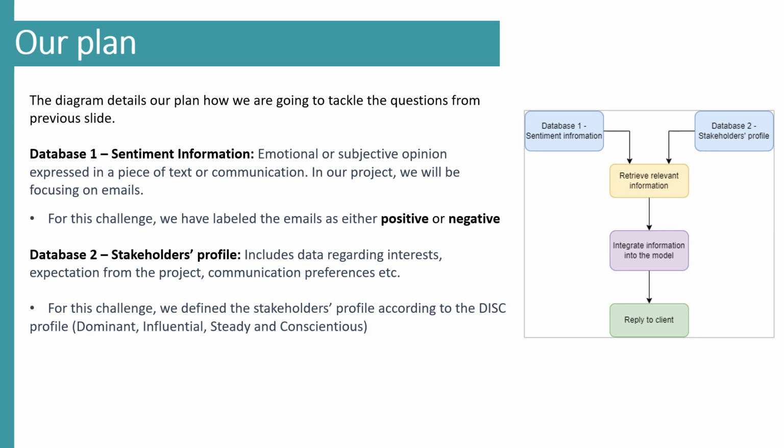To implement the solution, we made two datasets. The first dataset corresponds to the sentiment information. The second dataset is the stakeholder profile. Those two datasets will help the AI assistant to write a more accurate email.